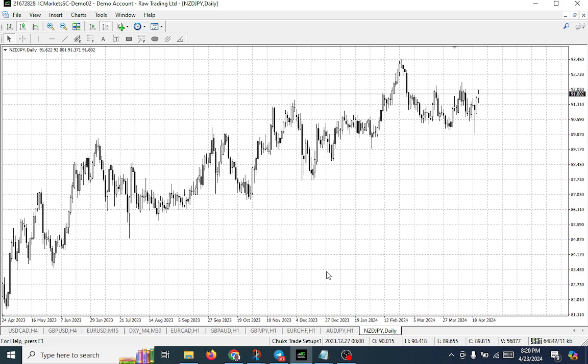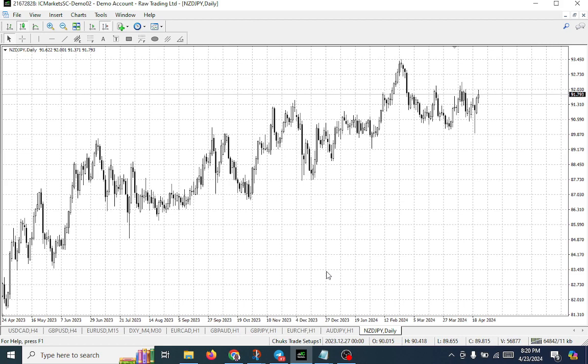So today I'm going to continue with some currency pairs that we have not looked at recently. We're going to look at NJ, AJ, EC, pound yen, okay? Because I see a lot of opportunities unfolding on these currency pairs.